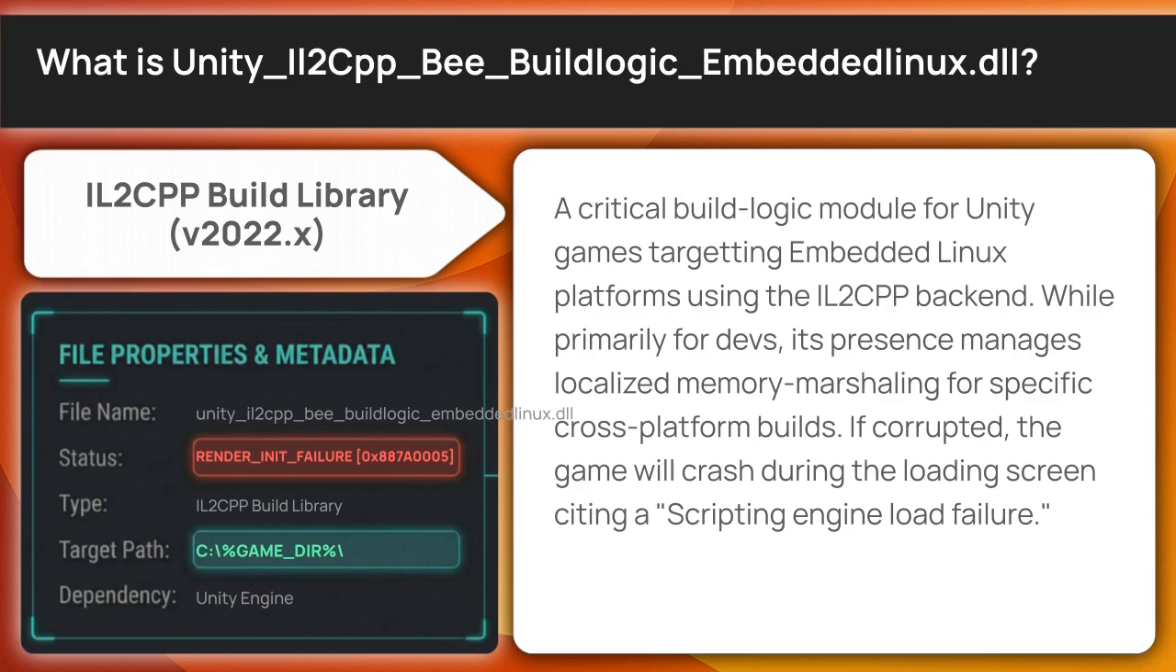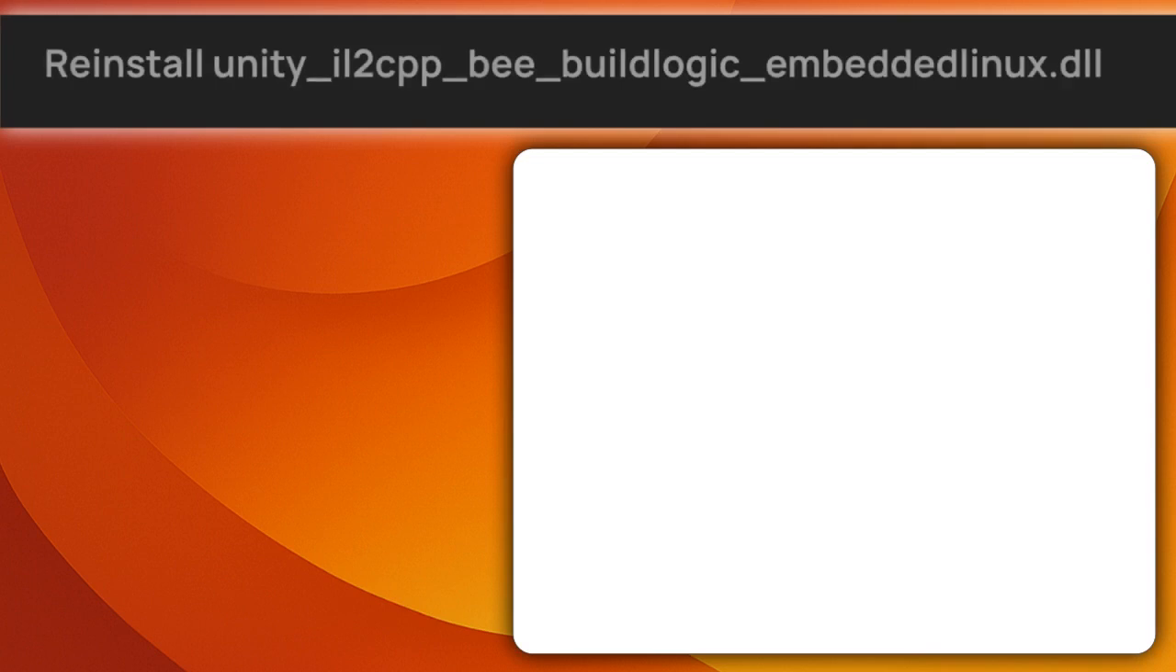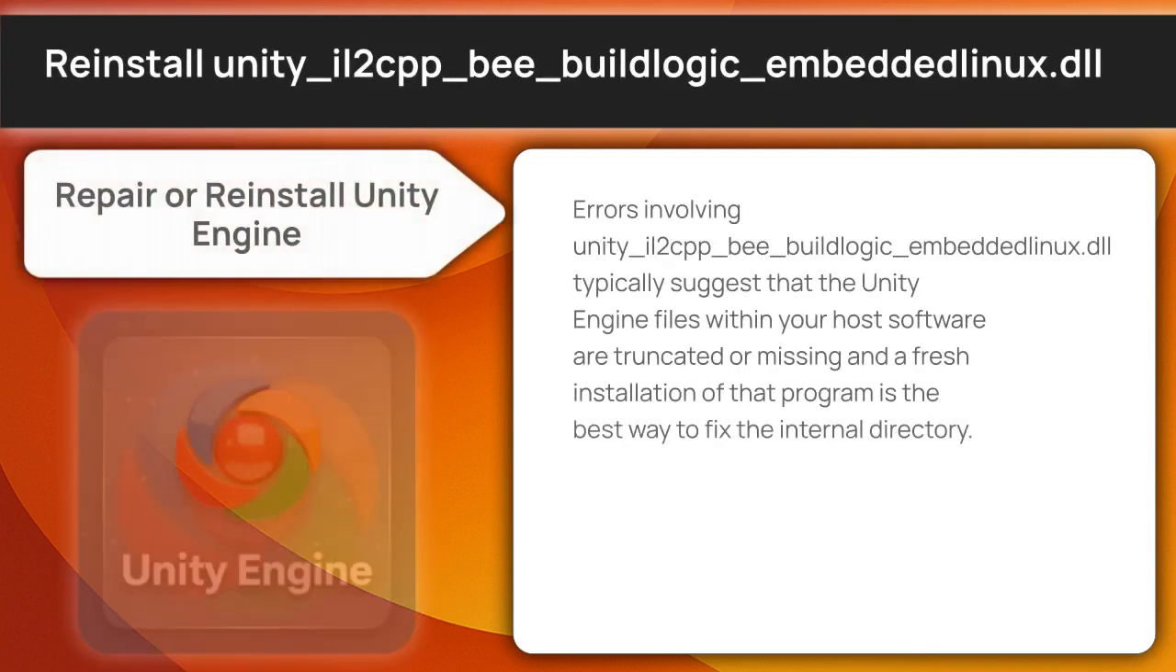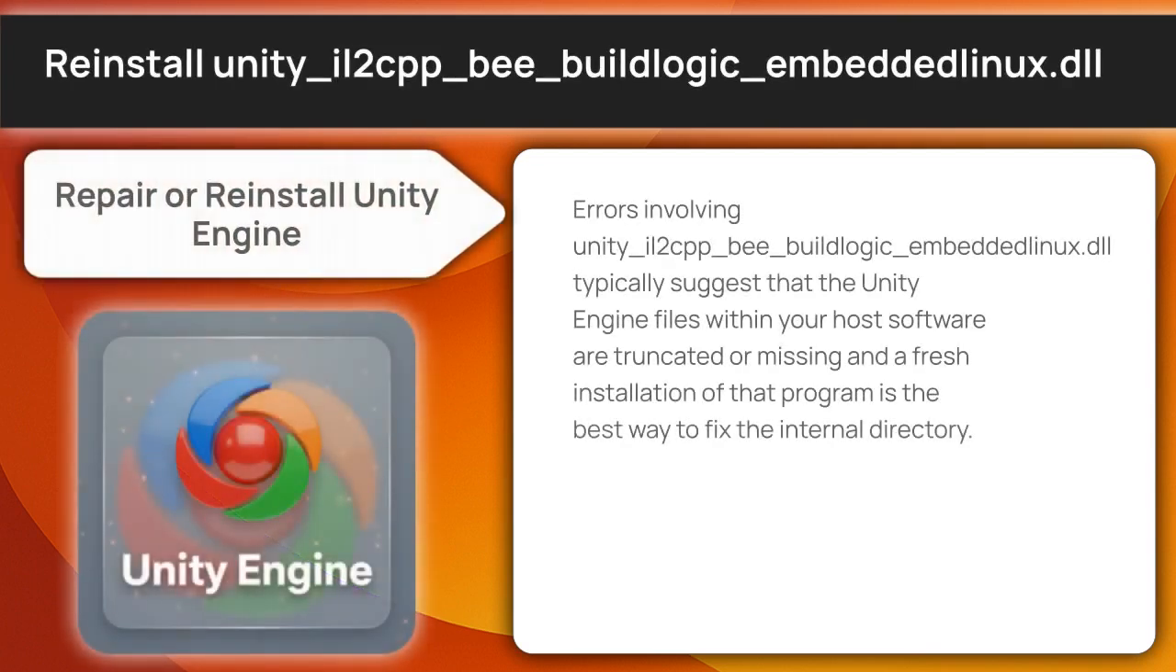Let's transition to the solution, starting with the official Microsoft redistributable. Errors involving Unity IL2CPP Build Logic Embedded Linux DLL typically suggest that the Unity engine files within your host software are truncated or missing, and a fresh installation of that program is the best way to fix the internal directory.